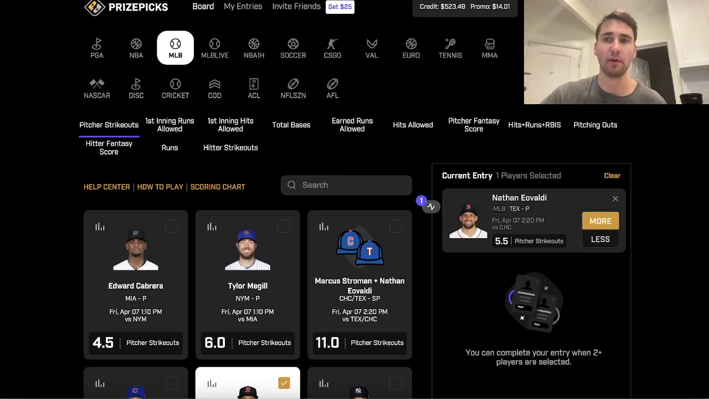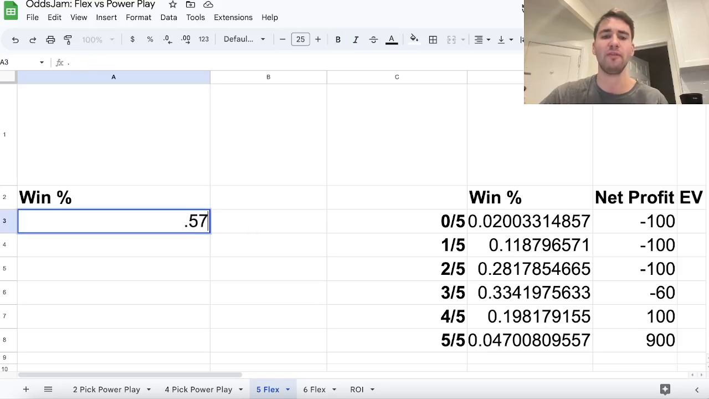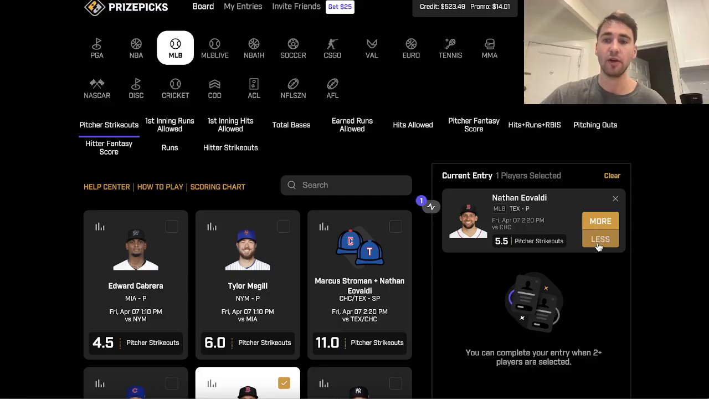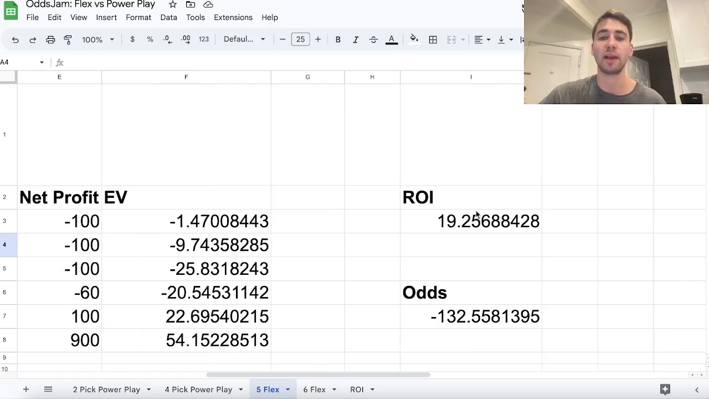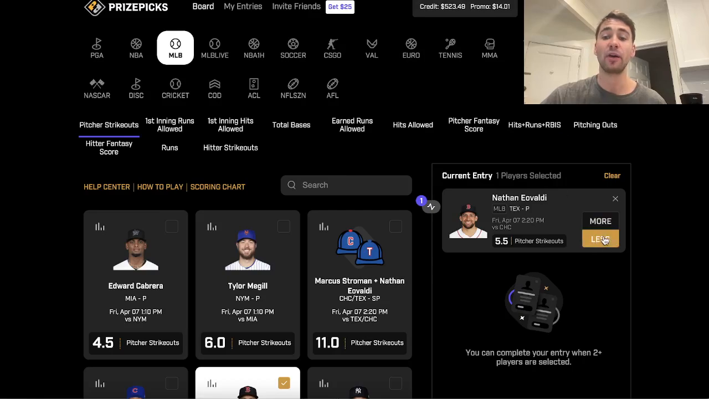So I've given this example before, but if you're able to win 57% of your picks, so if you can select overs and unders just like this one at a rate of 57%, so you're winning your picks 57% of the time, you're losing 43% of the time. Your ROI playing 5 flexes would be really good. 19.25%, so extremely high. You have a 19.25% ROI if you're selecting picks that are hitting at a rate of 57%.